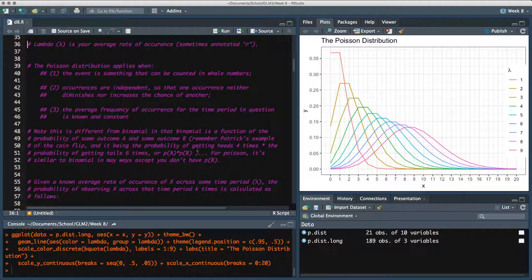So let's say, for instance, that we're looking at the number of letters you get in the mail on average every day. In this chart, lambda is your average rate of occurrence. So if you average getting 1 piece of mail per day, you're looking at this first red distribution. If you average getting 2 pieces of mail per day, then it's the second distribution. And what you can see is as the rate of occurrence goes up, that distribution slides down the axis and looks more like a normal distribution.